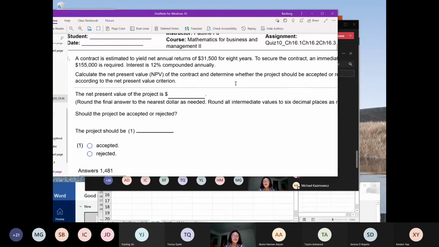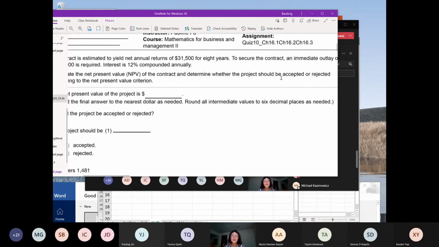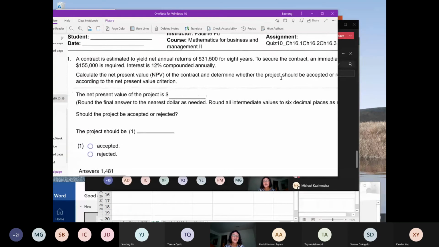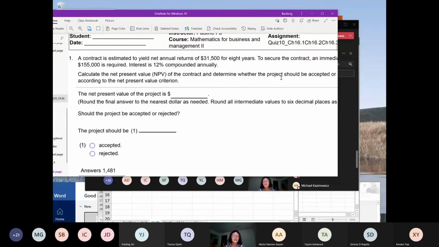So our contract is estimated to yield net annual returns of 31,500 for 8 years. To secure the contract, an immediate outlay of 155,000 is required. Interest is 12% compounded annually. Calculate the net present value. Net present value. This is the question.